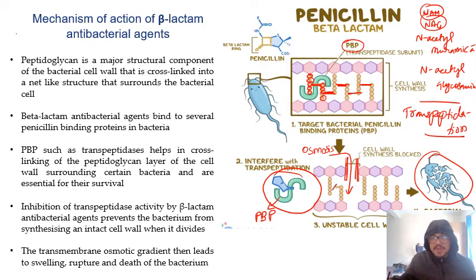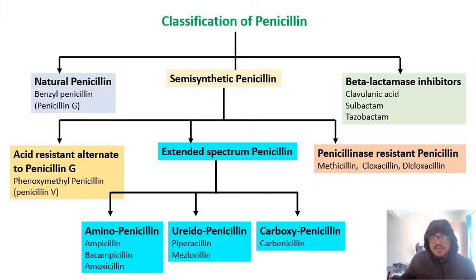Now let's move on to the classification of penicillin. Penicillin is generally classified into three categories: natural penicillin, semi-synthetic, and beta lactamase inhibitors. Benzyl penicillin is an example of natural penicillin, also known as penicillin G. Then clavulanic acid, sulbactam, and tazobactam are examples of beta lactamase inhibitors.